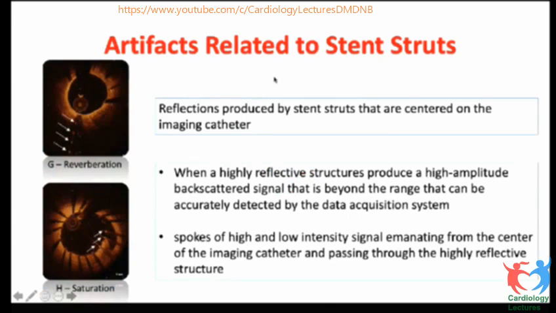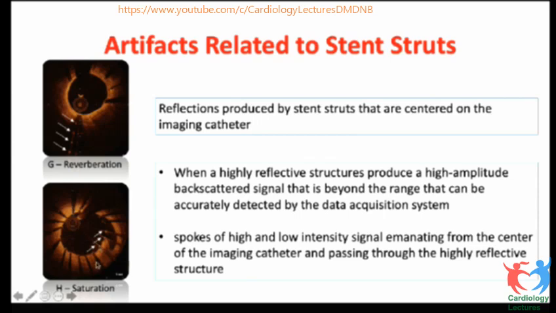There are a few artifacts related to stent struts. The first one is reverberation. It is exactly the multiple reflection artifact we saw earlier. Again, the stent struts are a highly reflecting surface, which results in multiple reflection artifact. That is called reverberation. And again, it is all related to the high reflectivity of stent struts. When this reflectivity is beyond the dynamic range of your OCT system, it results in the formation of streaks. You can see a spoke-like artifact, centered on your stent struts, that goes to the catheter and goes beyond into the vessel.